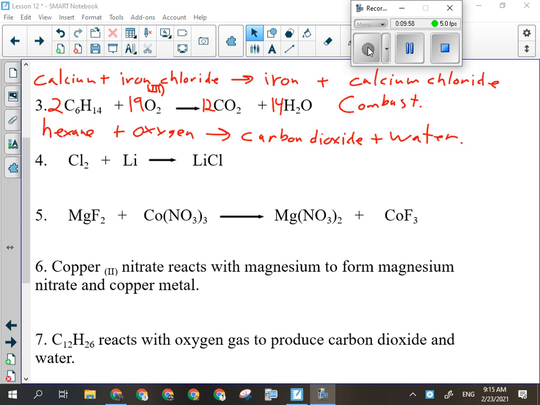All right, so for number 4, we're starting off with 2 elements, and they are combining to form a single compound. All right, so what reaction type are we looking at there?